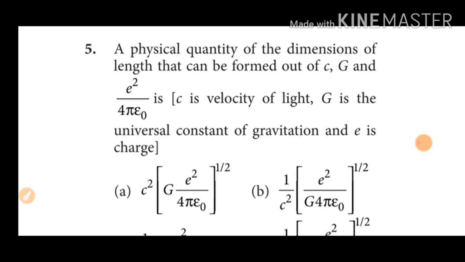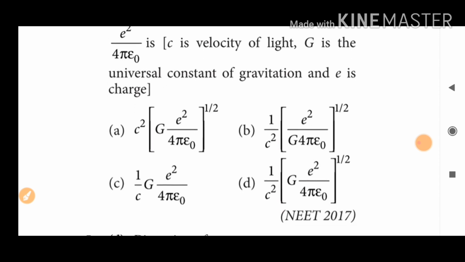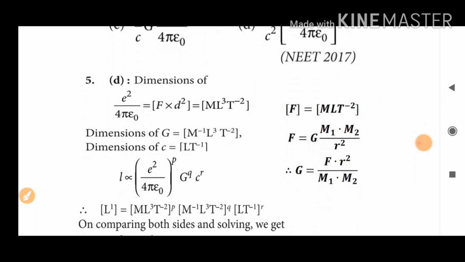A physical quantity of the dimension of length can be formed out of C, G, and e square by 4 pi epsilon naught, where C is the velocity of light, G is the universal constant of gravitation, and e is charge. e is basically the charge of electron. This question is from NEET 2017.